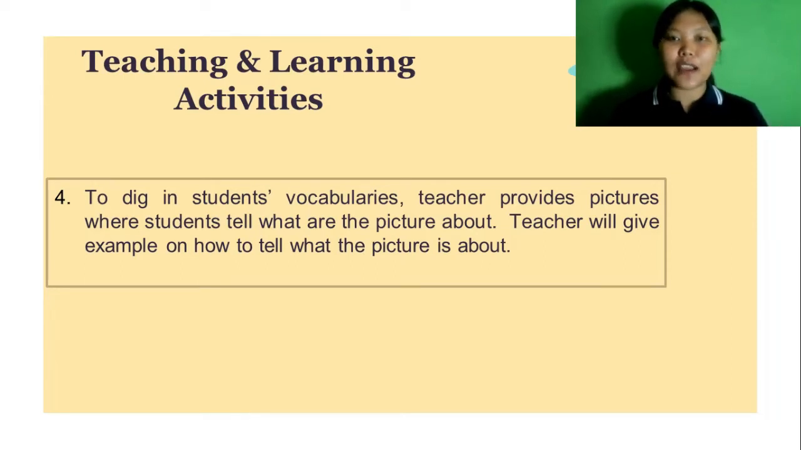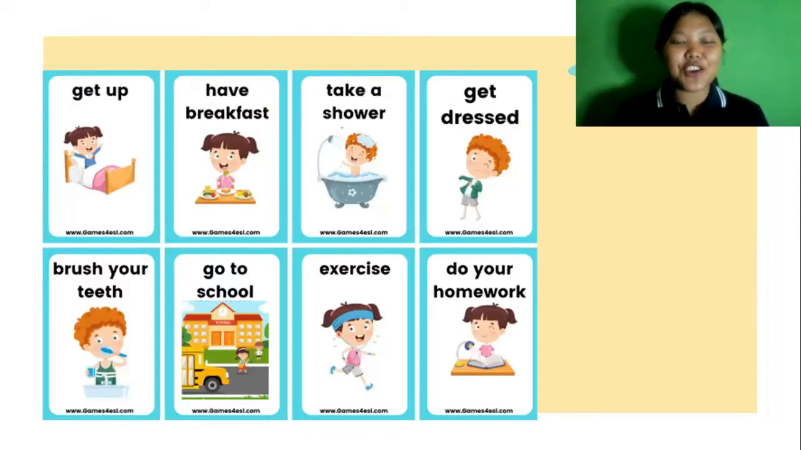Besides providing pictures to students, the teacher will also give examples on how to tell what the picture is about. So let's see some pictures that can be given to the students in the daily activities topic. Okay, here are some examples. Giving pictures will draw their imagination of what get up means. If we just provide a phrase or a word about an action or a vocabulary, perhaps it will be hard for them to know what get up means.